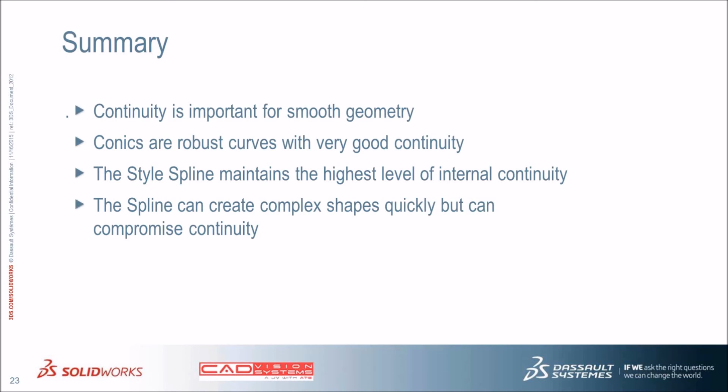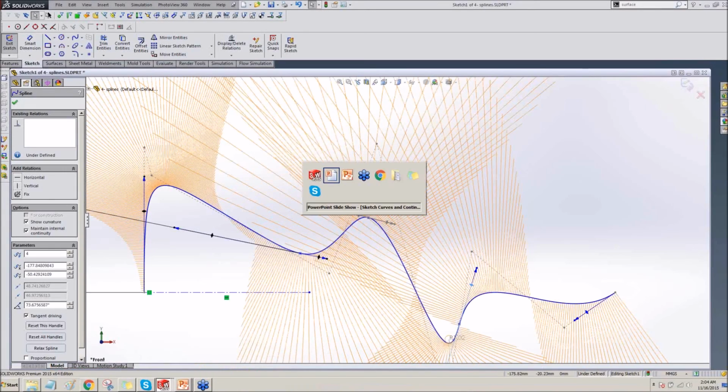So in summary, continuity is important for smooth geometry. Conics are robust curves with very good continuity, robust in the sense that they lend themselves well to creating a variety of shapes, whether it's your plain old circle, or your ellipse, or parabola, or hyperbolic curve. And it's not just limited to symmetrical; you can create asymmetrical ones. Then the style spline maintains the highest level of internal continuity, whereas the B-spline can create complex shapes quickly, which as you can see here, has kind of compromised continuity.